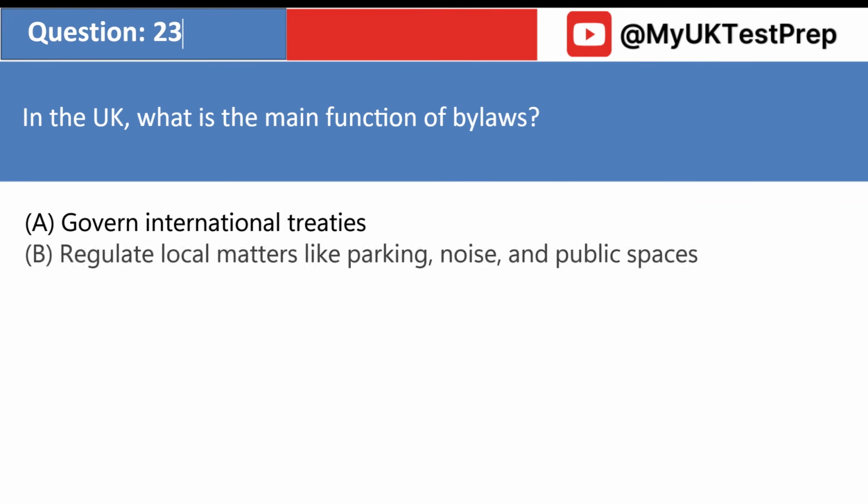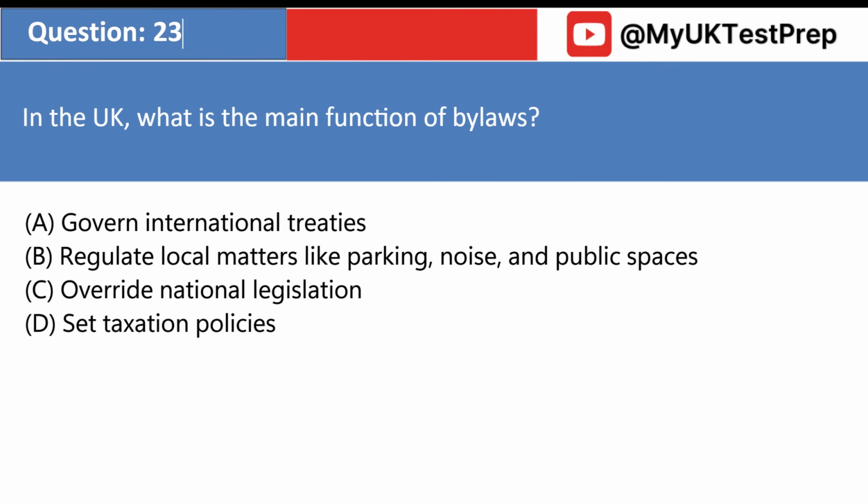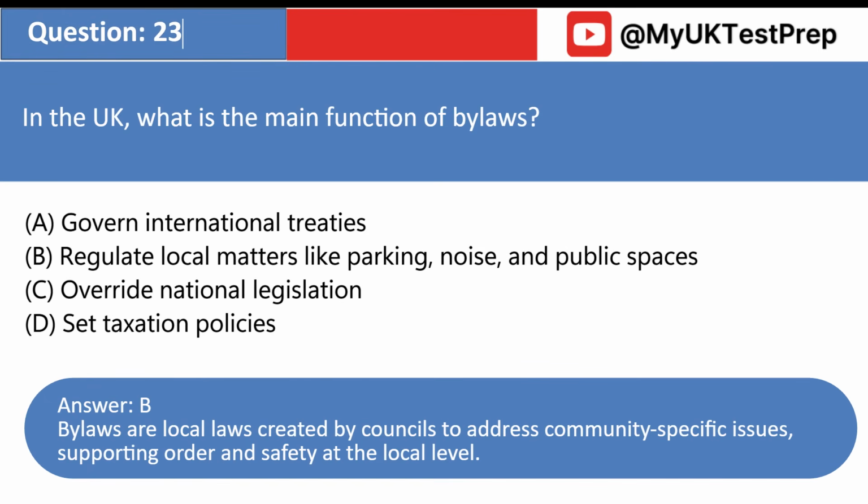In the UK, what is the main function of bylaws? A. Govern international treaties. B. Regulate local matters like parking, noise, and public spaces. C. Override national legislation. D. Set taxation policies. Answer: B. Bylaws are local laws created by councils to address community-specific issues, supporting order and safety at the local level.